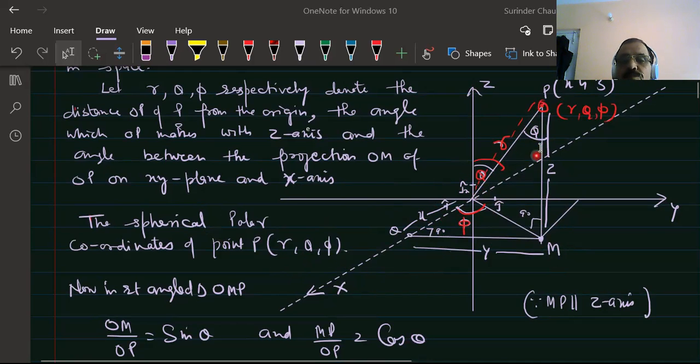Now OM upon OP, perpendicular over hypotenuse, is sine theta. So OM is equal to r sine theta. And MP upon OP is equal to cos theta, so MP, which is z, is equal to r cos theta.